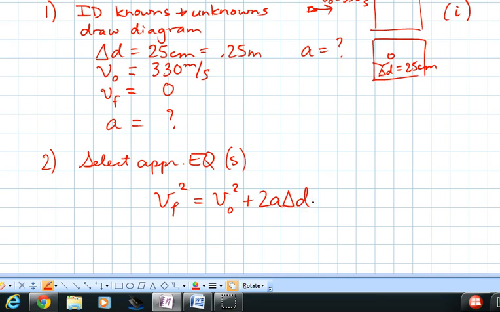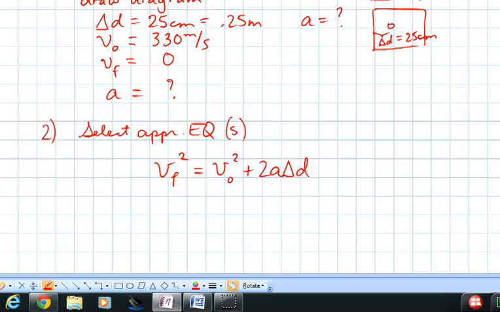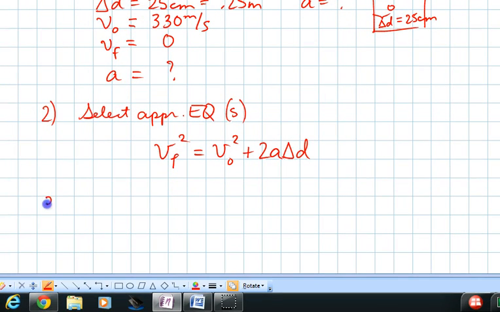Now, are there other equations that could work for this? Yes, but it's going to take a lot longer to get to the answer. You're going to end up generating more unknowns. Step 3 is to rearrange what we have and to solve for the unknown.